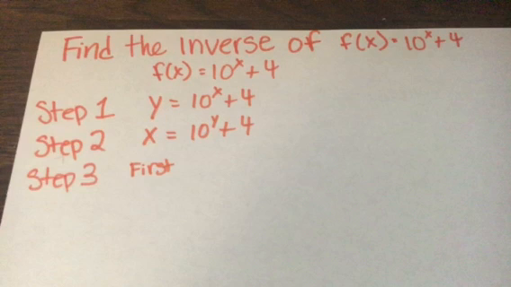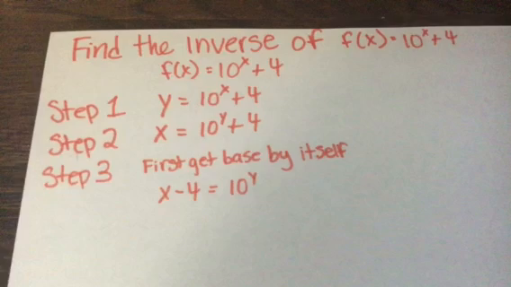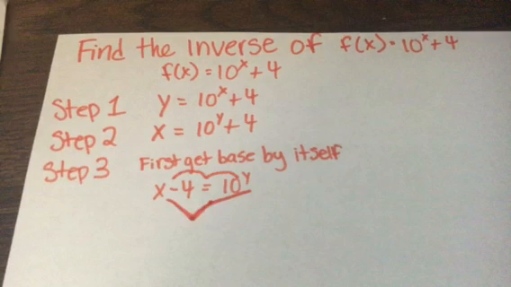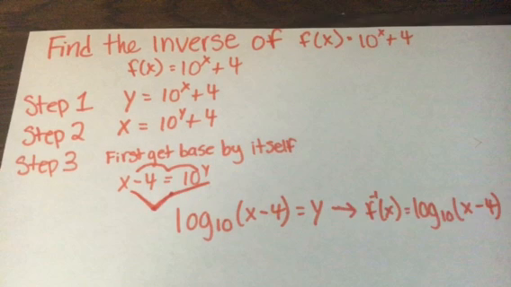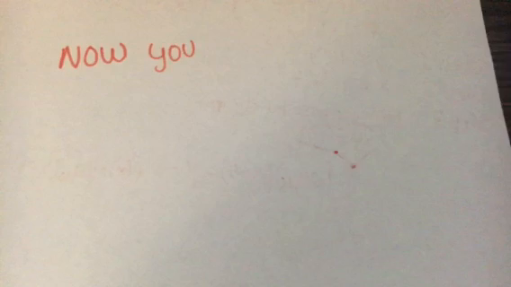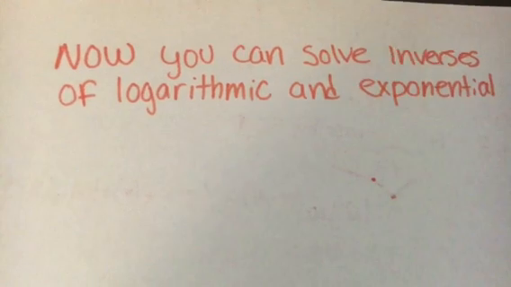For step 3, you would first get the base by itself, giving you x minus 4 equals 10 to the power of y. Then you would solve for y by converting the exponential function to its logarithmic form. This would give you log to the base 10 of x minus 4 equals y, meaning the inverse of 10 to the power of x plus 4 is log base 10 of x minus 4. Now you can solve inverses of logarithmic and exponential functions.